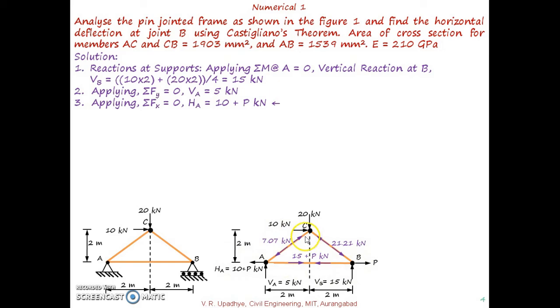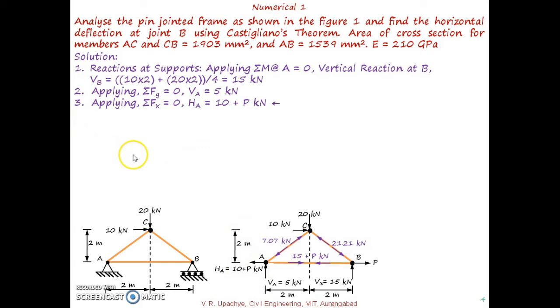So HA plus 10 plus P must be equal to 0, or that gives HA is equal to minus 10 minus P. So that will be HA as a 10 plus P in opposite x direction. So that is written over here in the diagram.